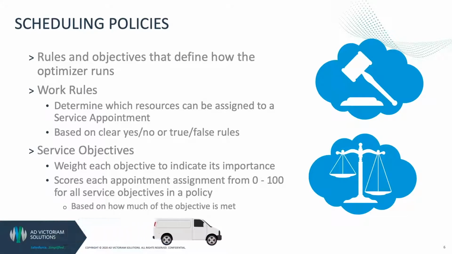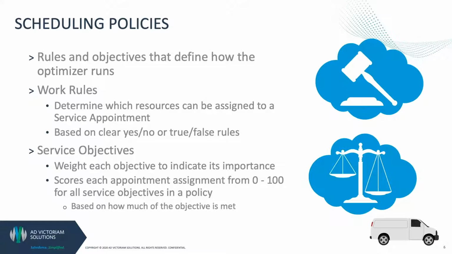Scheduling policies are rules and objectives that define the parameters around which the optimizer runs. An example of a work rule is active resources. This rule should be in every policy as it tells the optimizer to only try to schedule a service appointment on active resources. Service objectives weight each objective to indicate its importance.